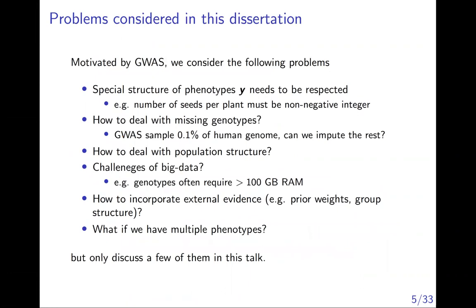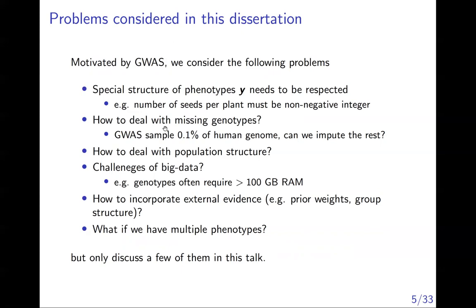So now we know what GWAS is. I want to go over a few questions that are discussed in this overall dissertation. They're all motivated by GWAS, but they might not be directly related. For instance, phenotypes Y can be binary, or continuous, or count data. So whatever statistical model you develop has to respect that structure. You can't have 2.5 seeds per plant, right? So how do you respect the structure of Y?